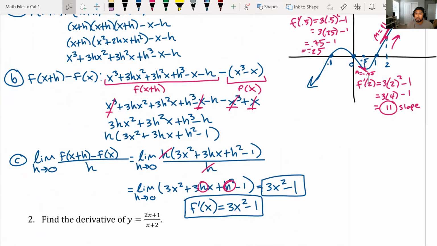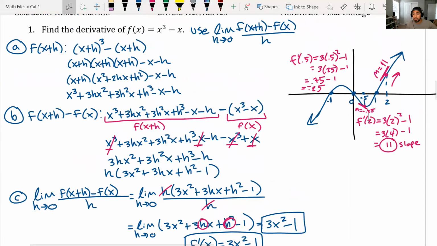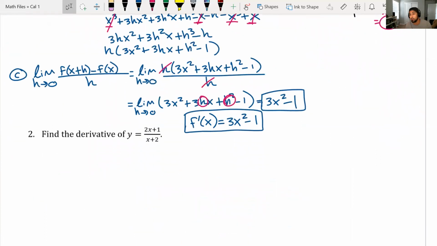Other than that, finding the derivative using the definition is purely algebraic. We are substituting in, we are expanding, we are foiling, we are distributing, we are canceling like terms, all that good stuff. The only calculus we use on it is when we apply that limit. That is it. Crazy, I know.